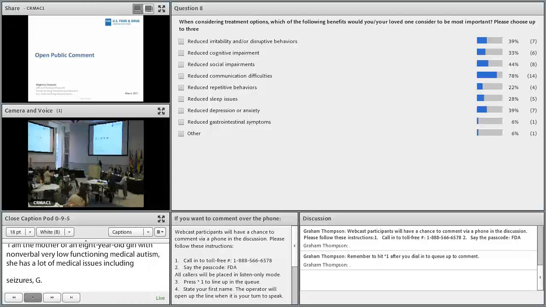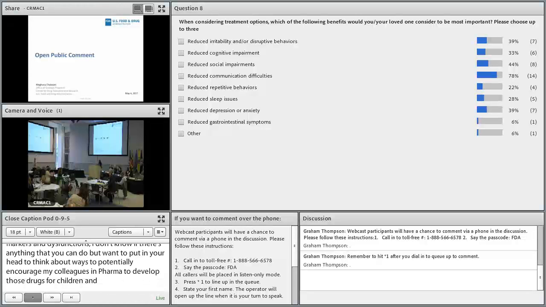And what strikes me in that role, and it's not related to autism, is that we have a number of agents in our pipeline, in our portfolio, that I think would potentially be really effective in treating children like my own, who actually has been tested and found to have a lot of autoimmune markers and immune dysfunction. I don't know if there's anything that you all can do, but I want to put it in your heads to think about ways to potentially encourage my colleagues in pharma to really develop those drugs for children and adults with autism that have the sort of medical forms of this disorder.